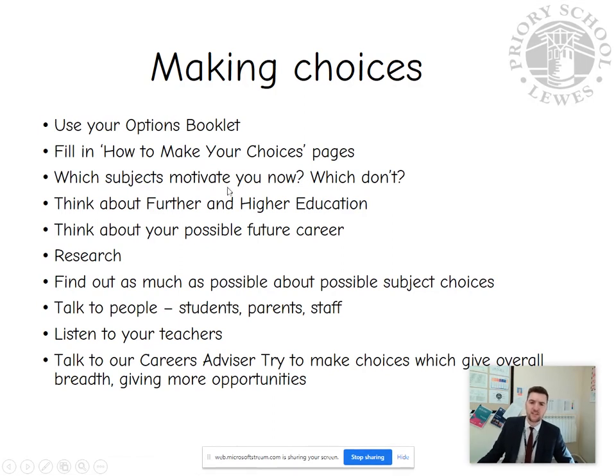Think about what motivates you now in year 9. What subjects do you love? I know it's hard that remote learning is currently going on, but try and think about when you're in the classroom, what is it that motivates you?